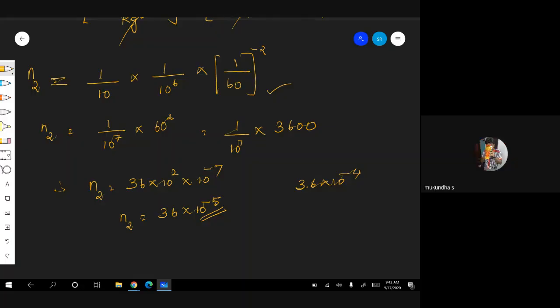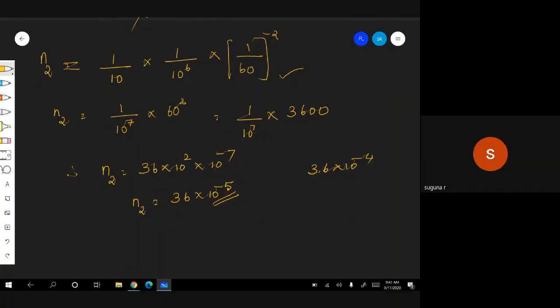Got it? How will 72 come? Ma'am, we can push minus 5 into the denominator. Putting it in the denominator gives 36 divided by 10 power 5. How will 72 come? My dear child. So 36 into 10 power minus 5.